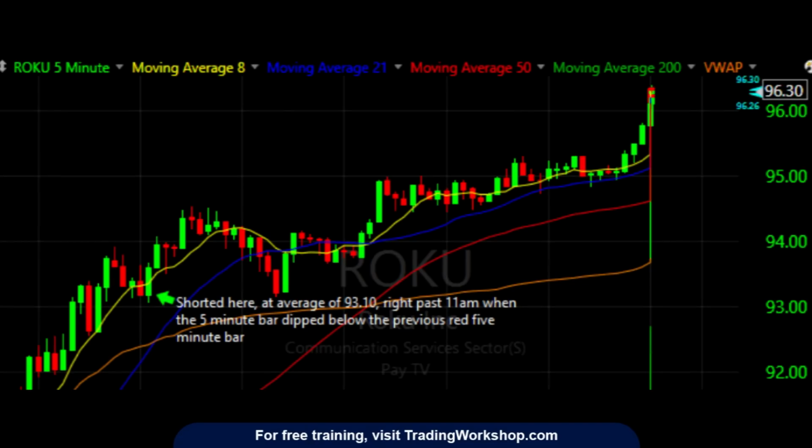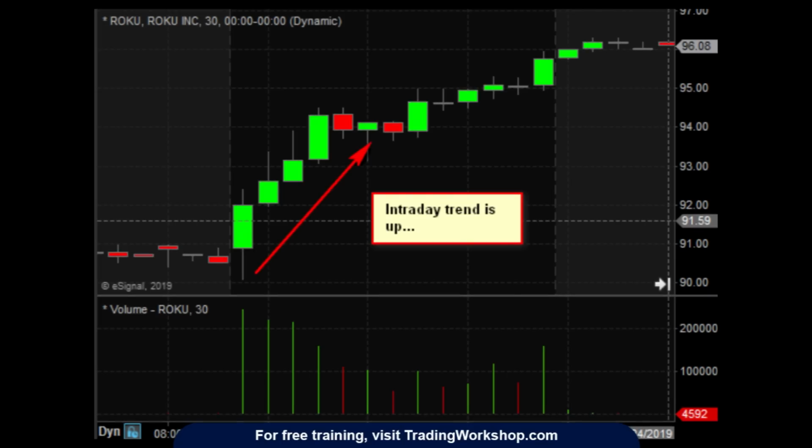So let's take a look at the chart that Joe shared with us. This is ROKU from the other day, and he shows us where he got short. You can see on the left side of the chart, it's moving higher. It pulls back a little bit, and then as it starts to move up again, he gets short. So I want to show you what the 30-minute chart looked like that day, so we can see what the stock was doing.